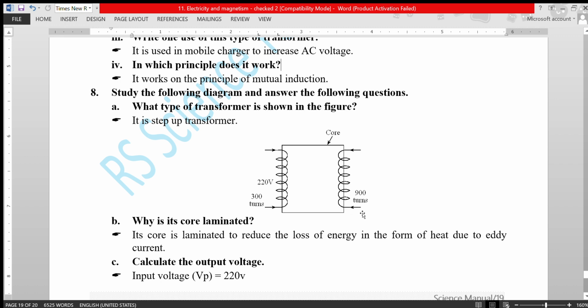The arrow should be in this direction. Here is a little error, so let's correct it. Arrow should be in this direction. Primary coil is less than secondary coil, that's why it is step up transformer.